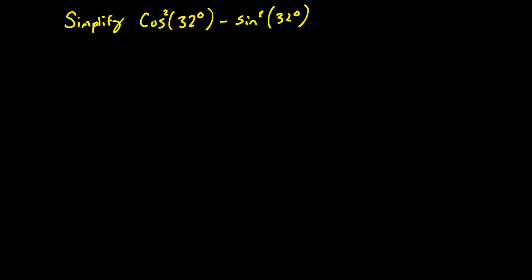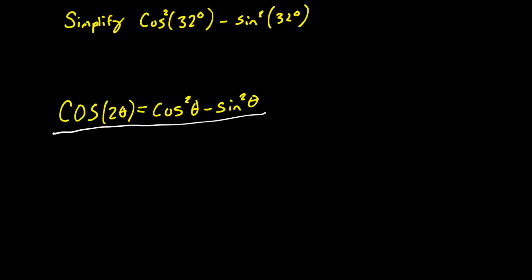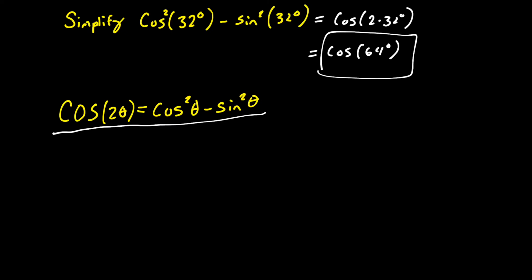So we'll begin with a warm-up, and what we want to do is simplify cosine squared evaluated at 32 degrees minus sine squared at 32 degrees. The first thing to notice is that we have a relationship that cosine squared theta minus sine squared theta is going to be equal to cosine 2 theta. This means we can apply this identity to the evaluation up top, and we'll get that this is going to be equal to cosine of 2 times 32 degrees, which is equal to cosine of 64 degrees. And this would be our final answer. Let's go ahead and look at another problem.